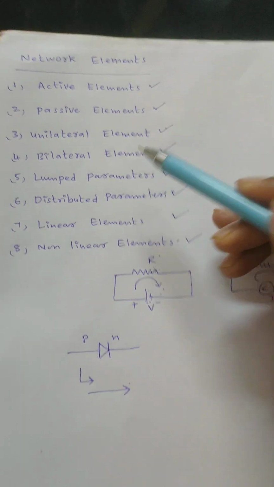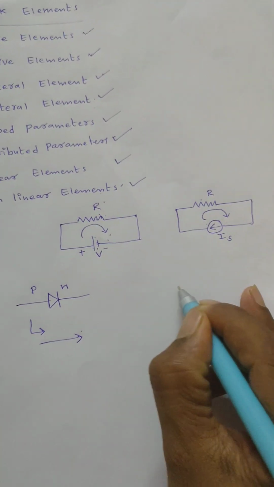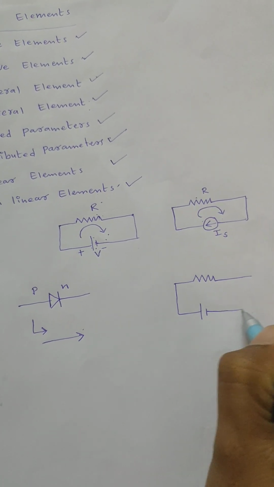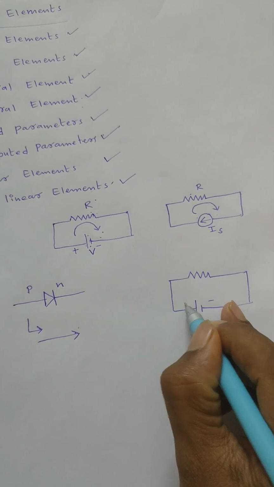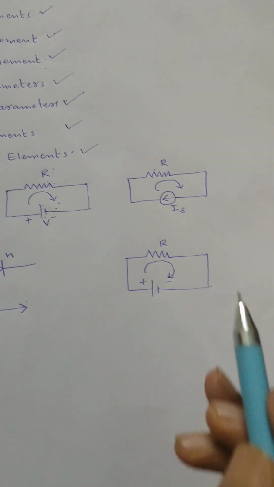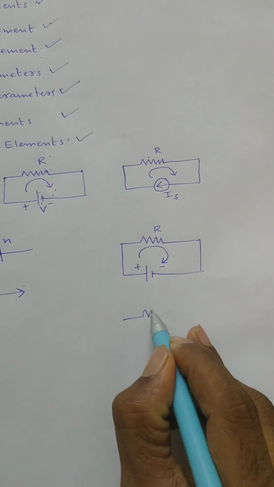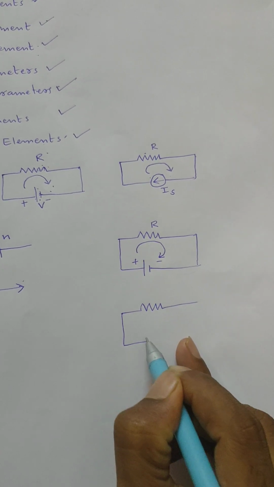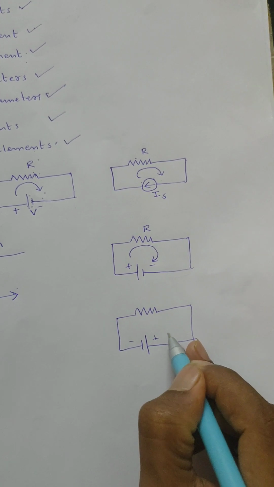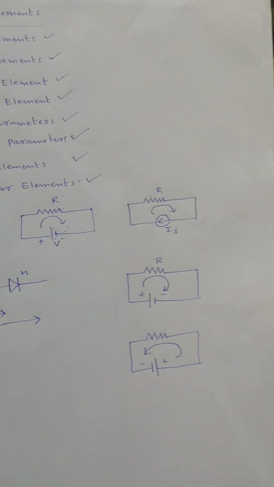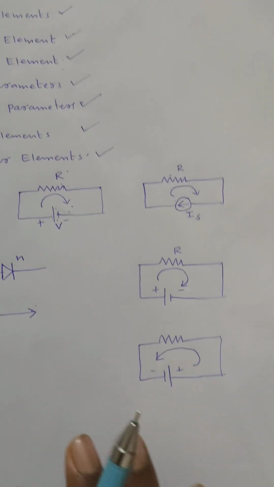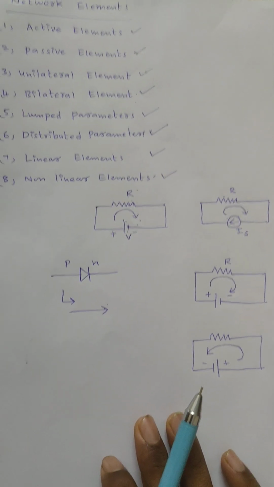Bilateral element is the element which allows current in both directions. Example, let us consider the same resistor. Apply a battery voltage, minus plus. Current flows from higher potential to lower potential. Suppose I change the supply terminals, starting minus and plus, again current is flowing from higher potential to lower potential. That means it allows current in both directions. Those elements are bilateral elements. Resistor, inductor, capacitor are examples of bilateral elements.